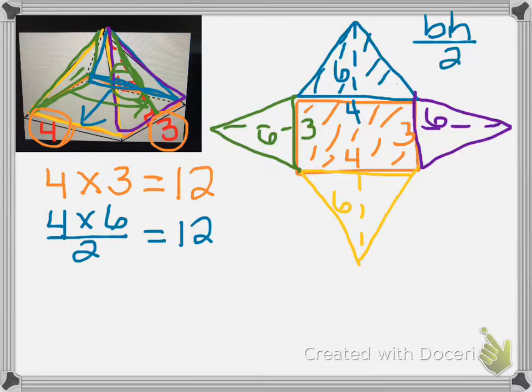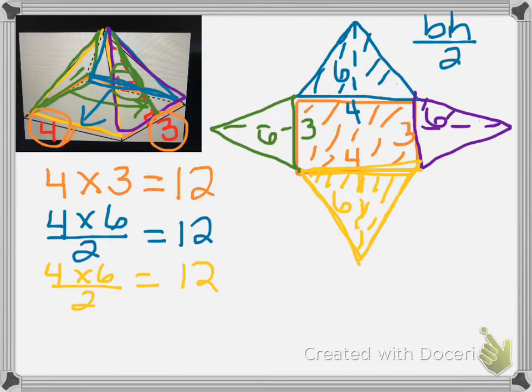The yellow triangle right across the way is this guy right here. He is going to be 4 times 6 divided by 2 as well, because the base here is 4, our height is 6, so that means the area of that triangle is 12. So take note that the yellow one and the blue are opposite from each other, and the areas are the same for both of these triangles. That's a good thing to keep in mind. The area of opposite faces should be the same.